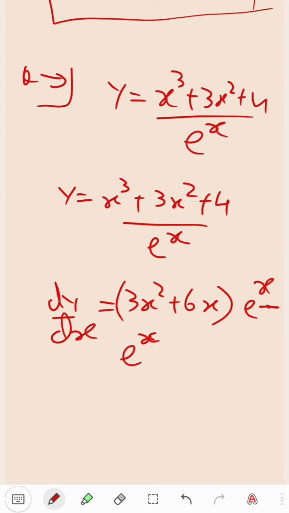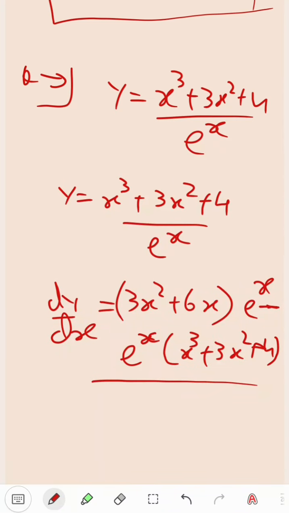And so it is (3x square plus 6x) into e to the power x, minus the derivative of the second function, which is e to the power x, and its derivative will remain the same, that is e to the power x only, into the first function as it is, upon the second function squared, which is e to the power x whole square.